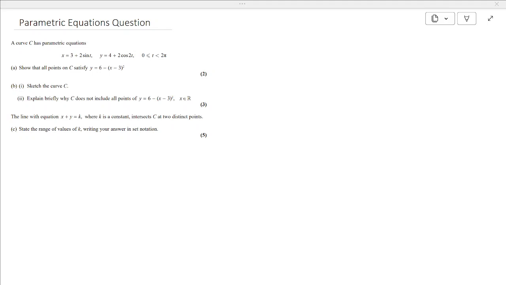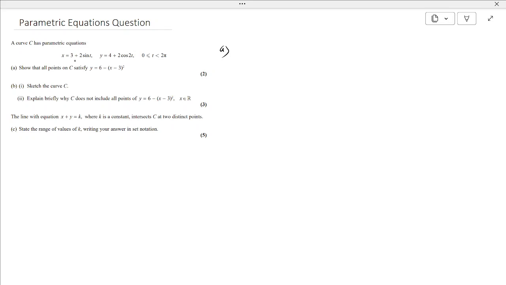Okay, we have one more parametric equations question. This comes from, I think it's the last question from the 2018 paper, or one of the 2018 papers. So one of the tougher papers there is, and last question, so it should be one of the tougher questions on there. Let's see what it's saying.